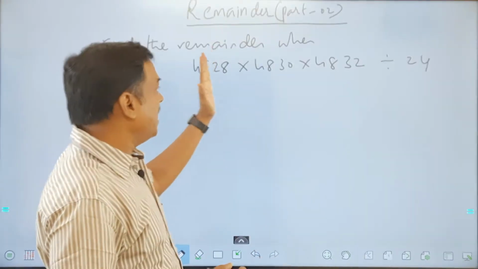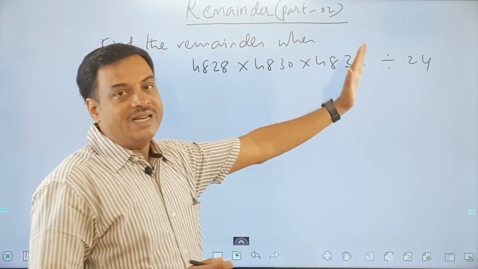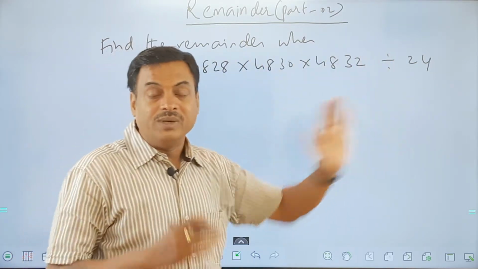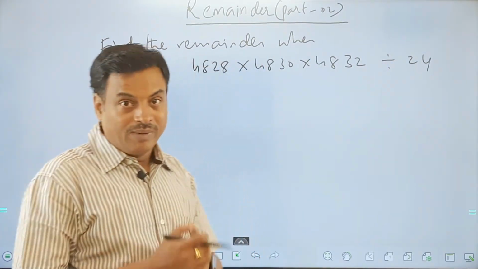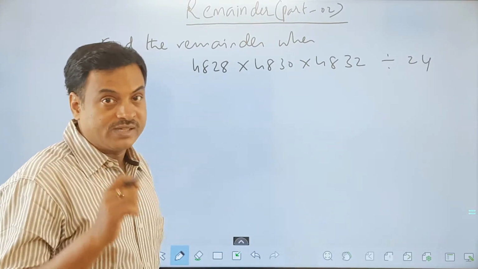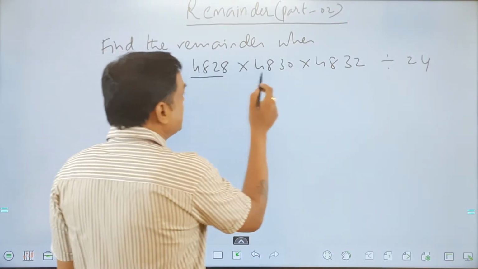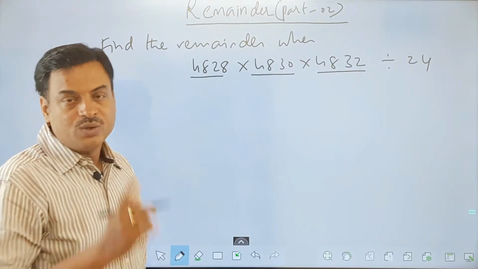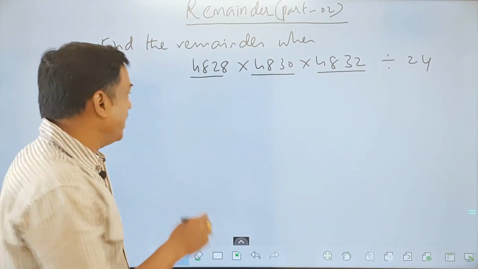Product of the numbers n1, n2, n3 leaves remainders r1, r2, r3. When I'm multiplying the numbers, remainders also get multiplied. Now what is my observation? My first observation is between these numbers the difference is 2. It's consecutive even numbers we have. So difference is 2. So let us take an advantage of it.